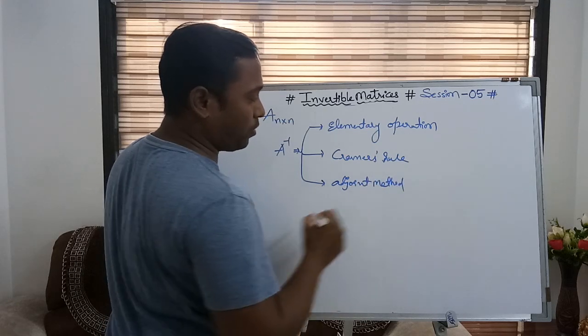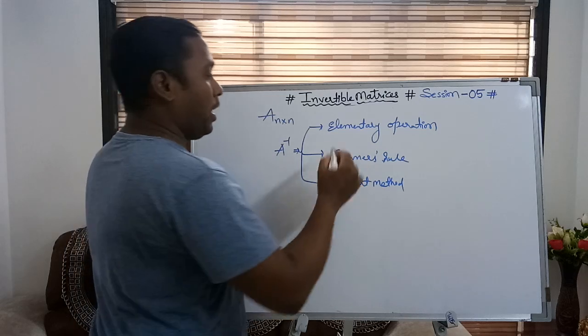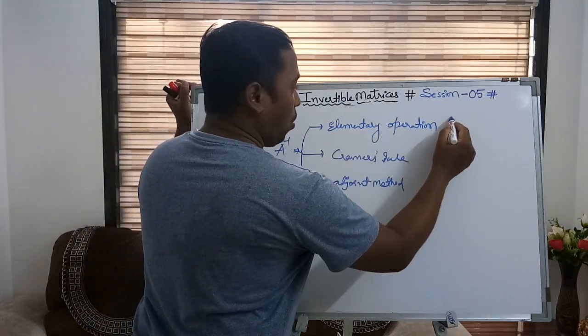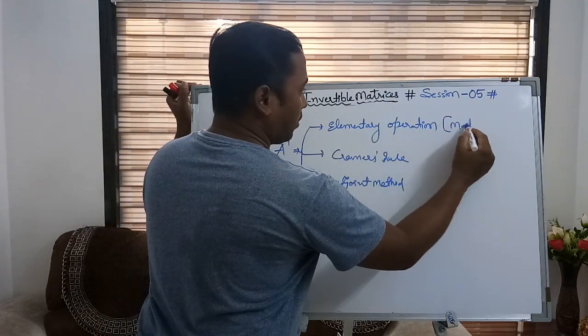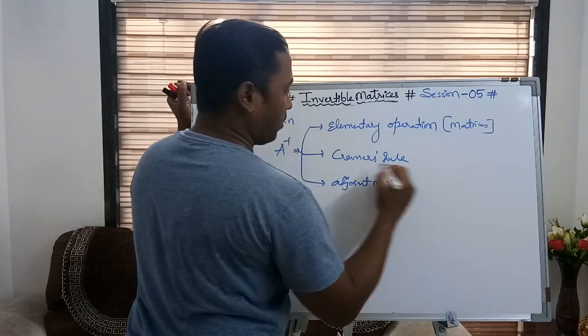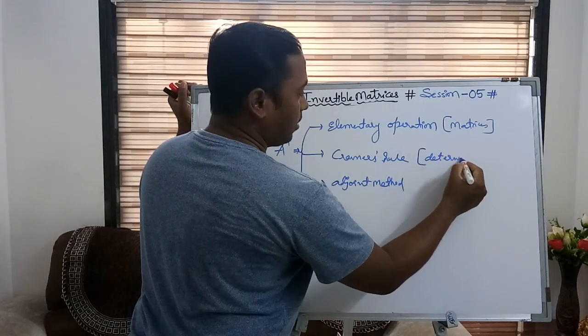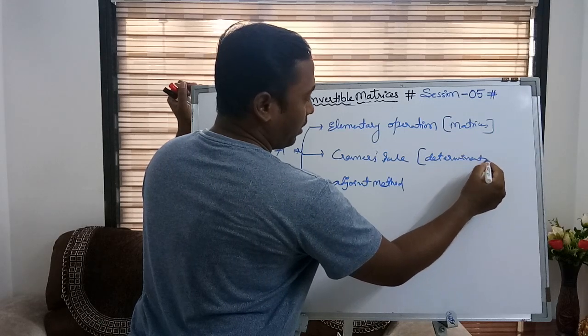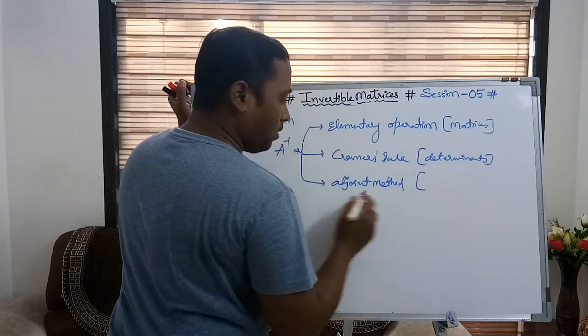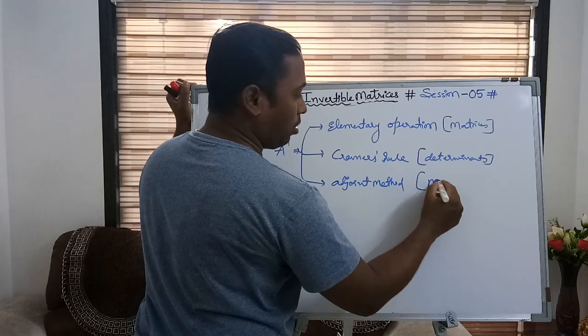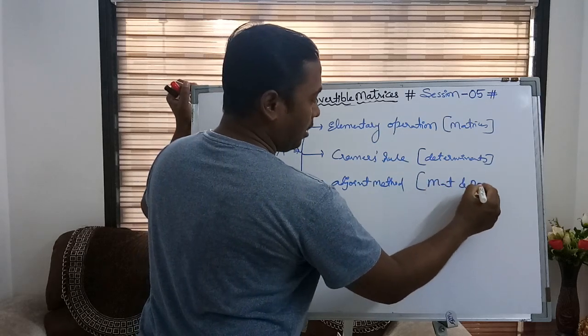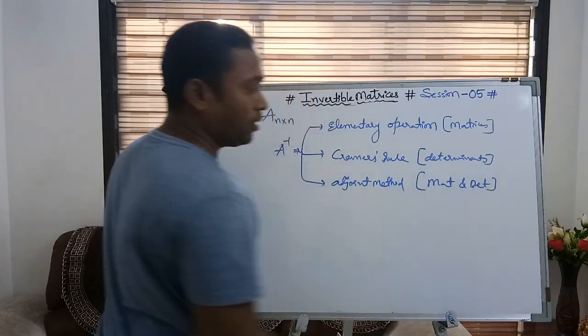Okay, these are also matrix methods. Now, elementary row operation is purely based on matrices. Cramer's rule is purely based on determinants. That is the next chapter, Determinants. Here the adjoint method is a combination of matrices and determinants both.